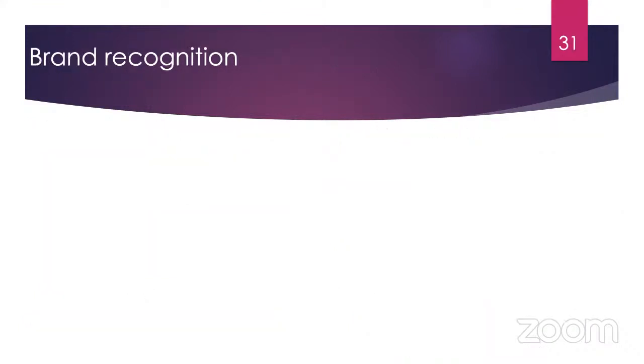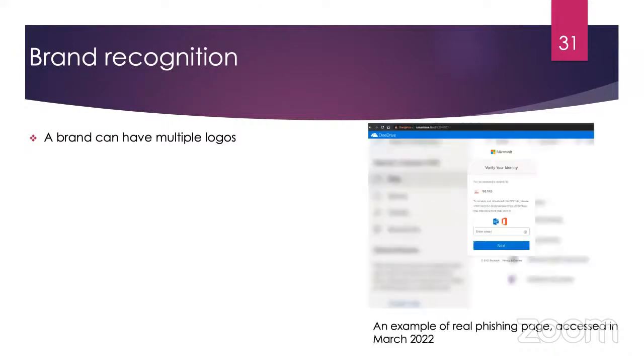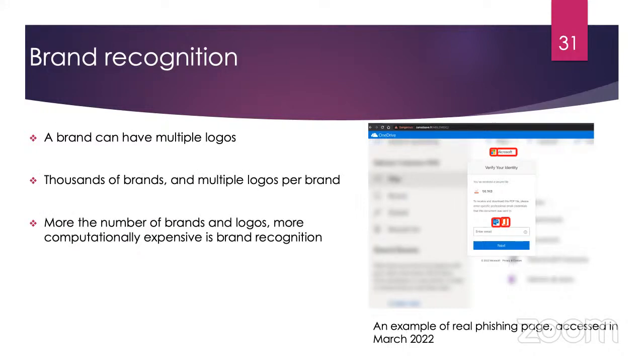Next question is, how do you identify the brand? Well, a brand can have multiple logos. For example, if you look at this phishing page, even a single phishing page has like four logos of the target, right? So that would mean, if you have thousands of brands, you're going to have many more orders of magnitude for the number of logos that you want to store in a reference list. And the bigger your reference list, the more computationally expensive your brand recognition problem, or the inference, is going to be.